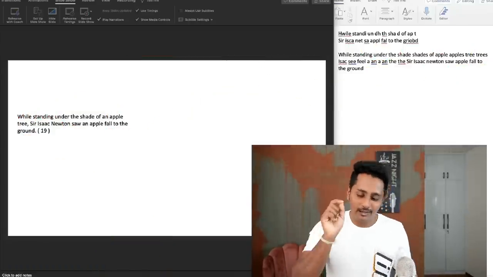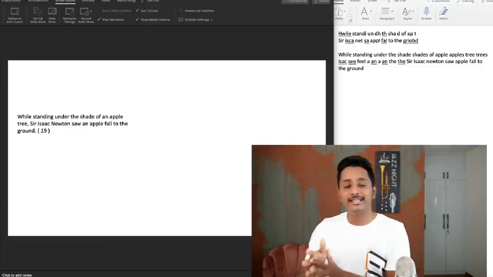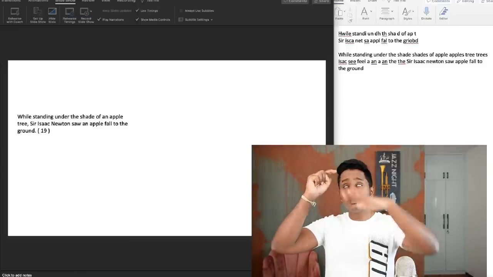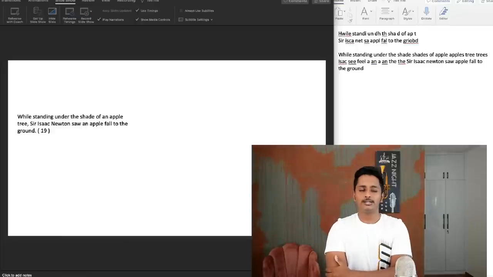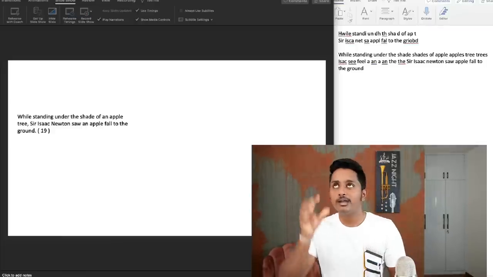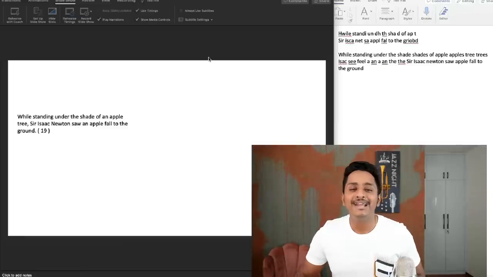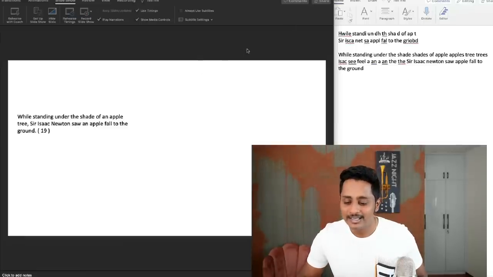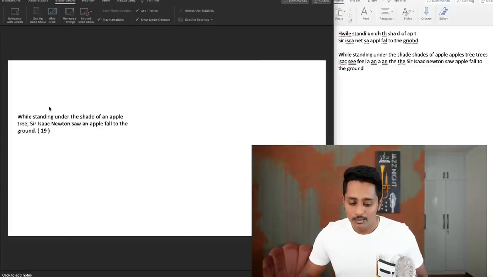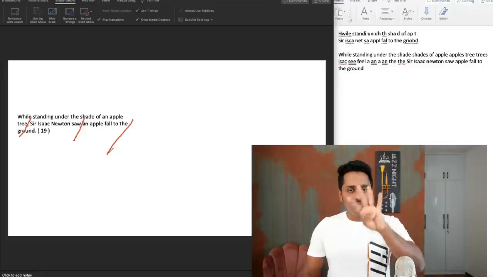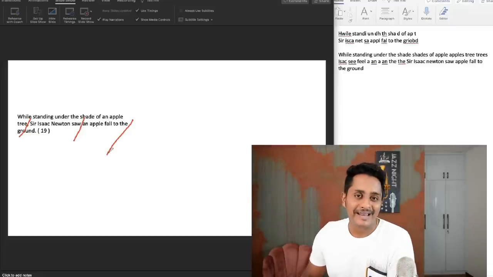It's not just about writing two letters, three letters. It's listening skill. While standing under the shade of an apple tree, get a picture of an apple tree. There is a shade. Isaac Newton is standing. He witnessed, he saw the apple fall to the ground. See, I'm getting that picture because I'm dividing the sentence into phrases. See here, if you observe carefully, while standing under the shade of an apple tree, Isaac Newton saw apple fall to the ground. There are four phrases, accordingly you have to understand.